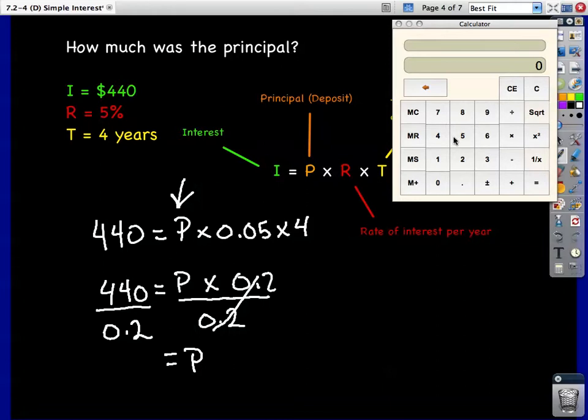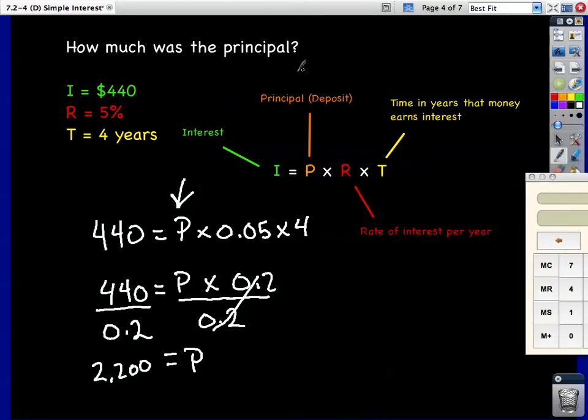And then we just simply do the math. 440 divided by 0.2 gets us $2,200. So what that means is the original deposit must have been $2,200 if you were to earn $440 in 4 years at a 5% interest rate. So we have solved that principal amount. Again, all I did was take the formula, plug in what I know, solve for what I didn't know.